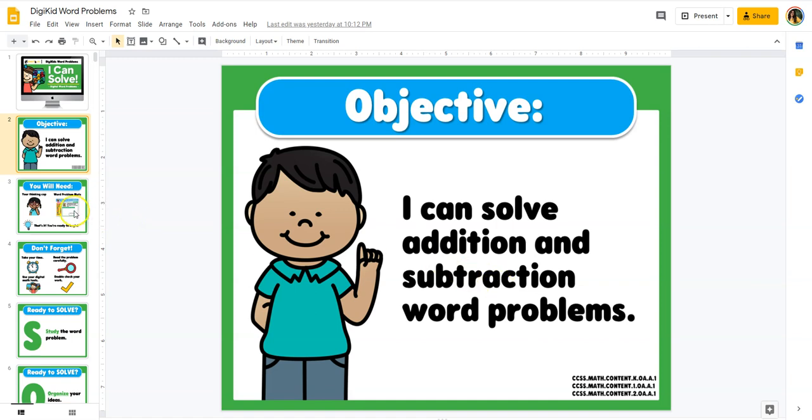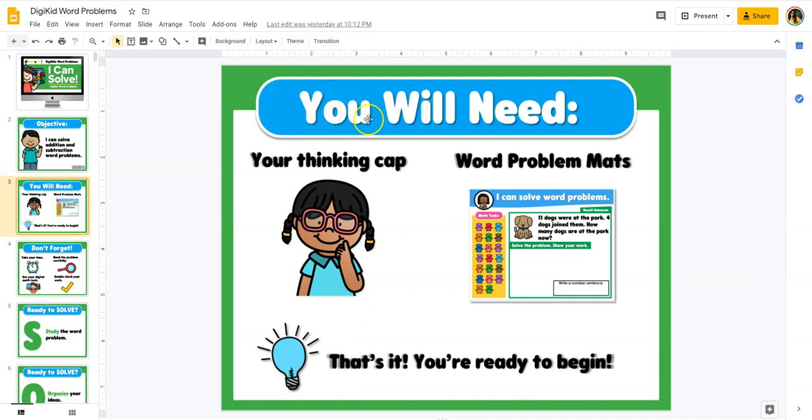All right, so let's go on to slide 3 to see what materials you'll need. Slide 3 says you will need your thinking cap. So go ahead and click your thinking cap on. That's all you need. Just click on your thinking cap. You also need your word problem mats, which is right here inside of your workstation, and they look just like this. So you'll need your word problem mats. At the bottom here it says, that's it, you're ready to begin. That's because everything, like I said, is right here inside of your workstation.